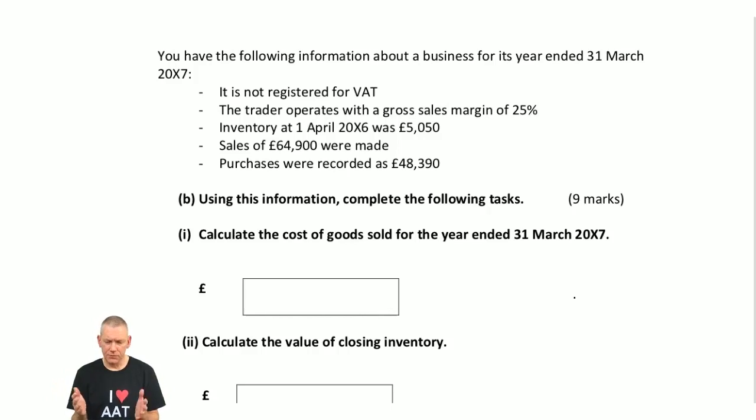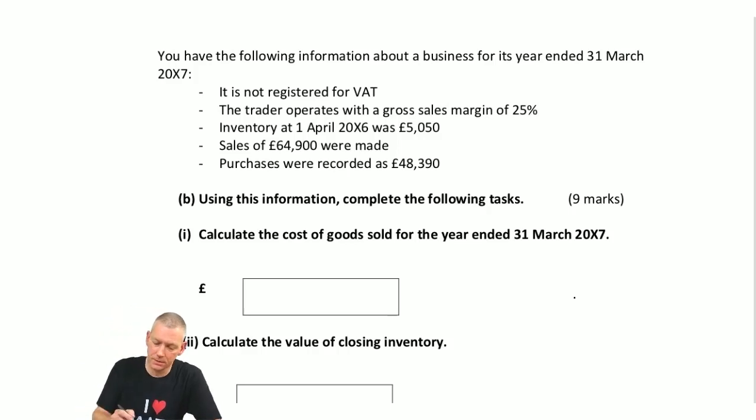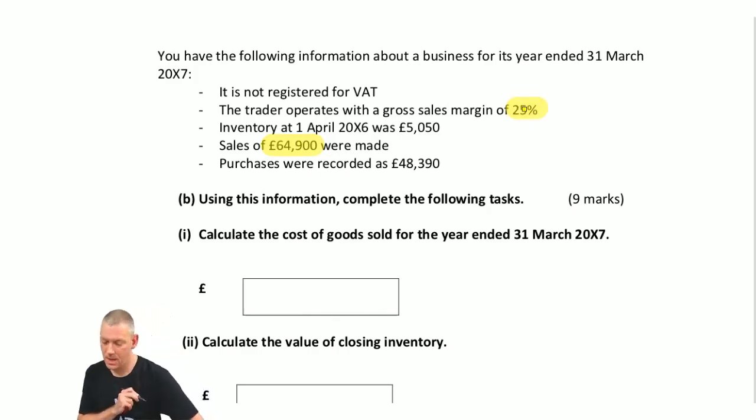Going back to this, there's really only one important figure for us in this context, and that is the sales figure. The sales figure is 64,900, and of that, 25% is profit and therefore 75% is costs. And that's it.